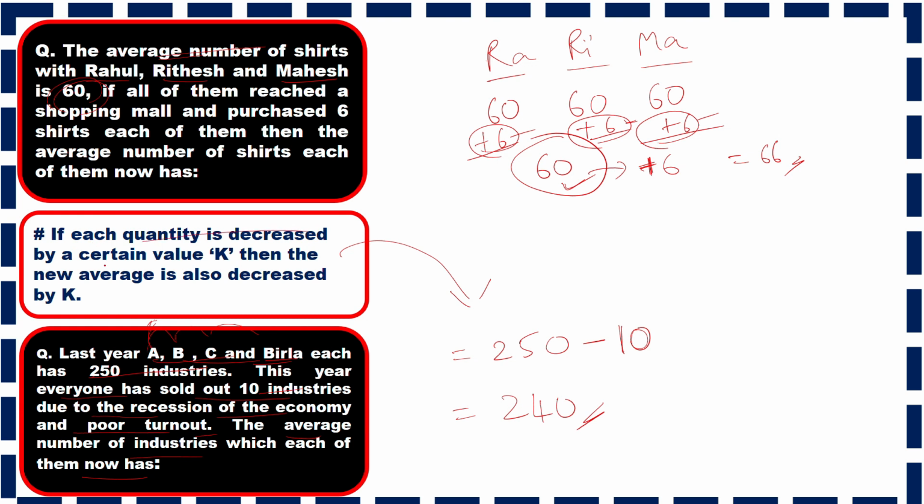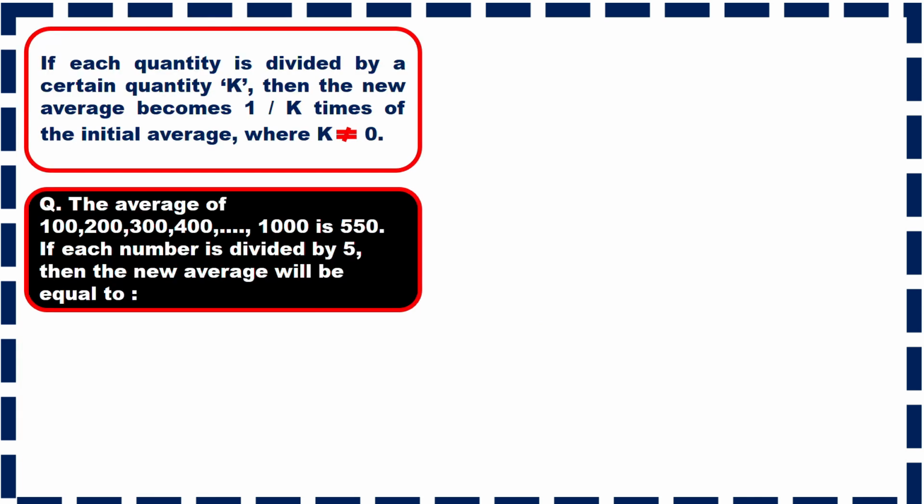If each quantity is decreased by a certain value, now each and every quantity is decreased by this value, right? So 10, 10, 10 and 10. Then the new average is also decreased by 10. Hope you understood. If each quantity is divided by a certain quantity k, then the new average becomes 1 by k times the initial average, where k is not equal to 0.